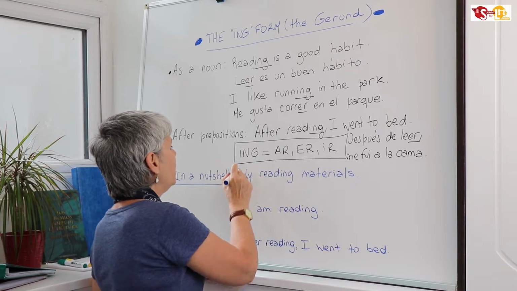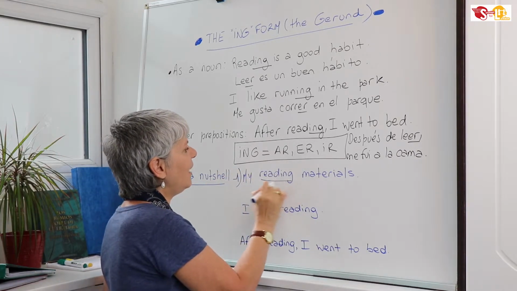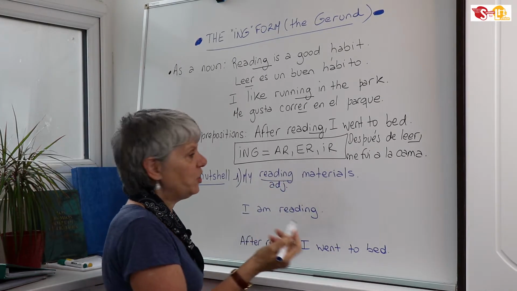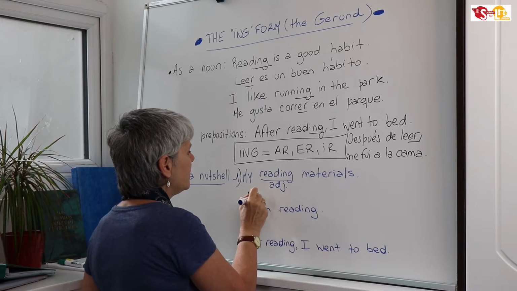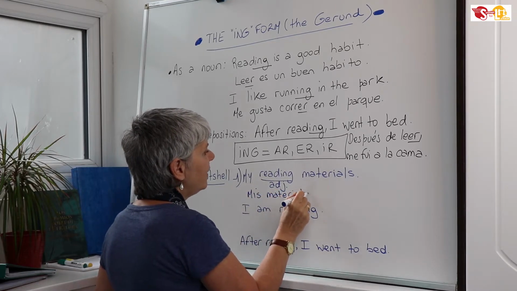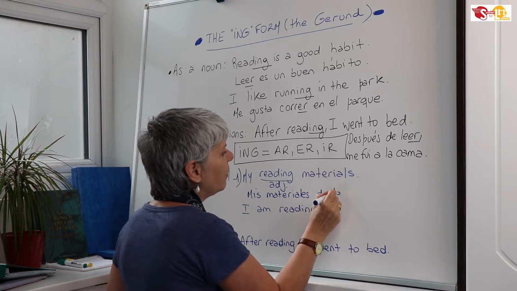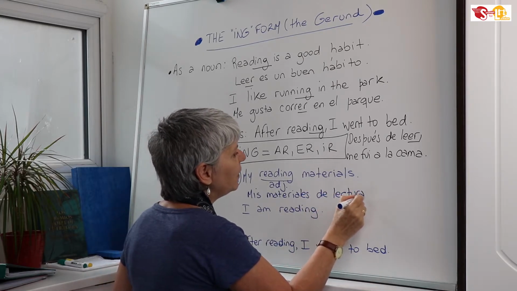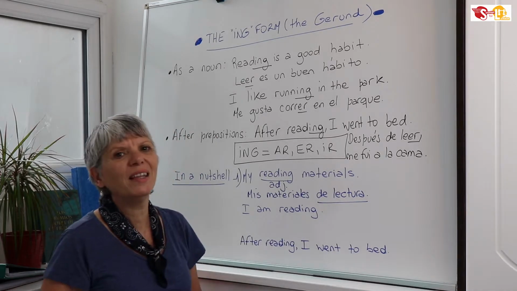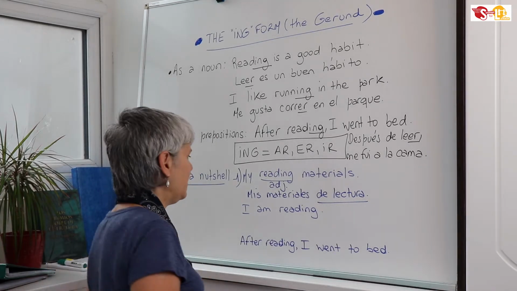Number one, my reading materials. You know this is an adjective, so you cannot put leyendo. You say mis materiales, in this case, de lectura. But in most cases, remember, it could be something ending with ante, ente for an adjective.